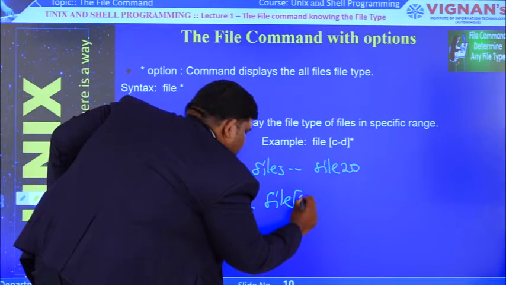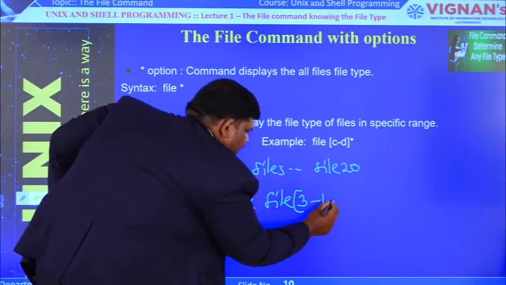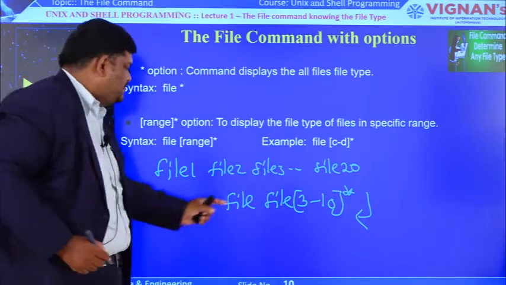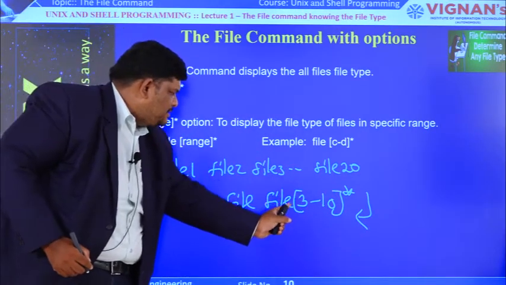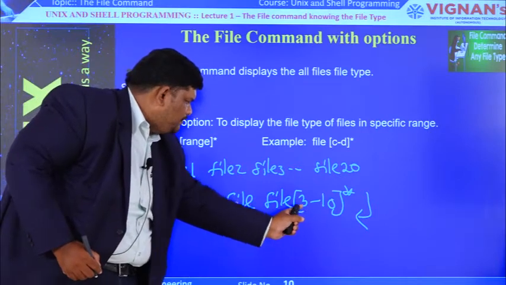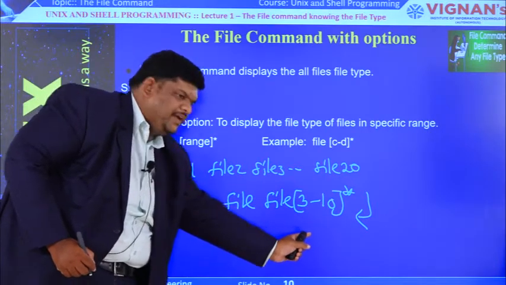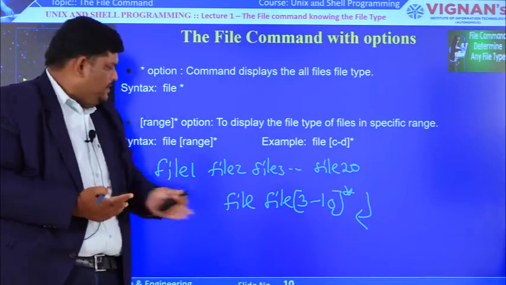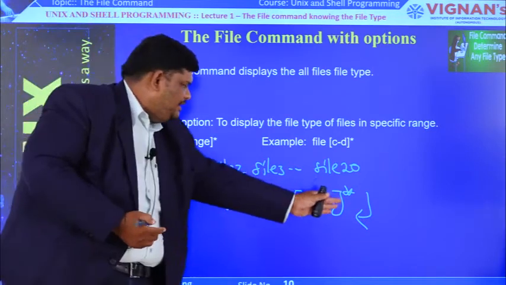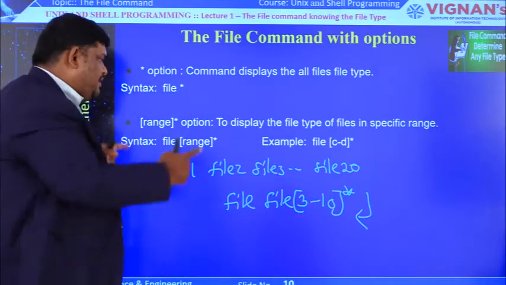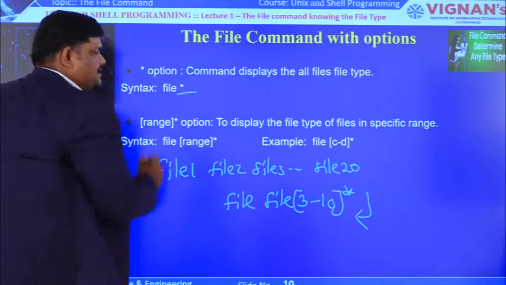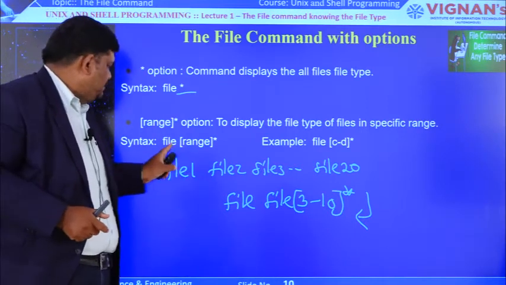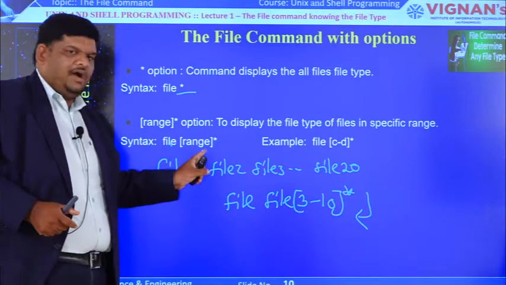and the range from file3 to file10, star, enter. Now it will give only that range, that means from file3, file4, file5, file6 and so on up to file10. Only those file types it will give. Before file3 and after file10 it will not give. So if you want the entire set of files, we give the star option. If you want only a specific range, then we give the file command with the range option.